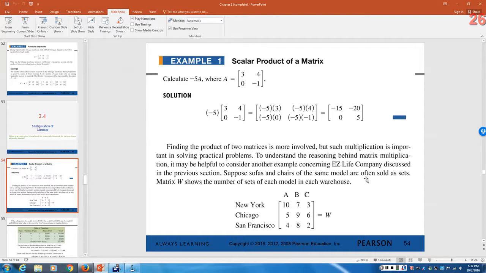Suppose sofas and chairs of the same model are sold as sets. Okay, you have sets of sofas. So W shows the number of sets of each model in each warehouse. So New York has 10 sofa and chair pairs of Model A, 7 of Model B, and 3 of Model C. Chicago has 5, 9, and 6 respectively. San Francisco has 4, 8, and 12.